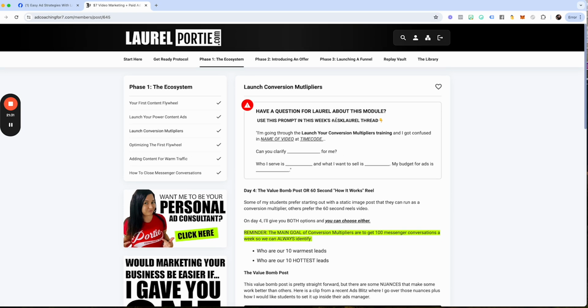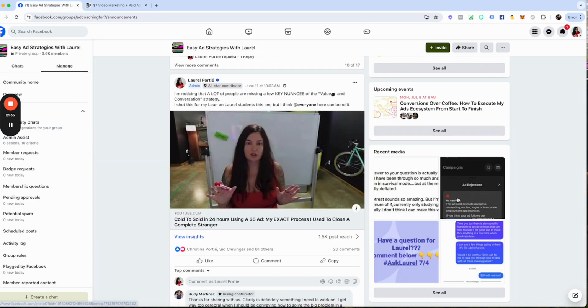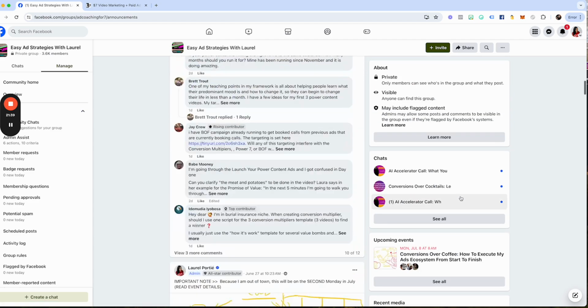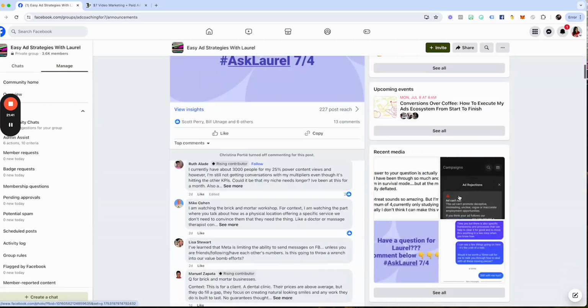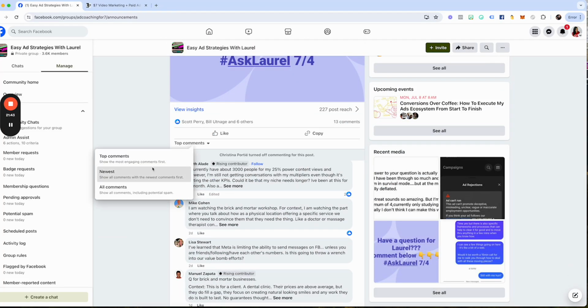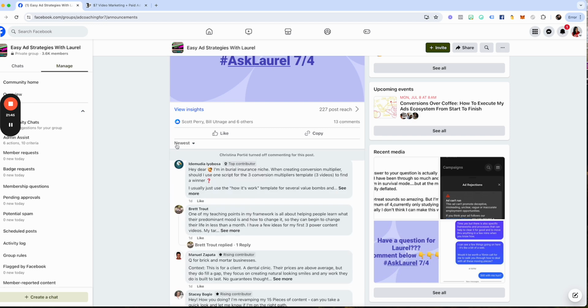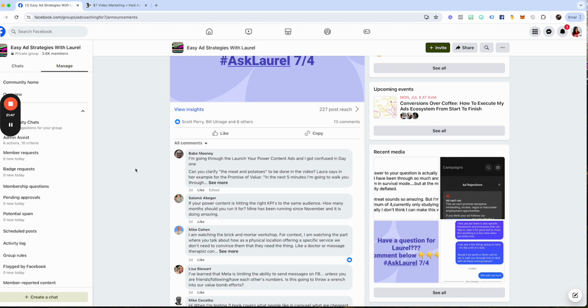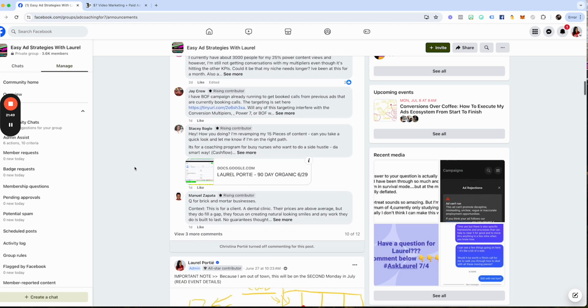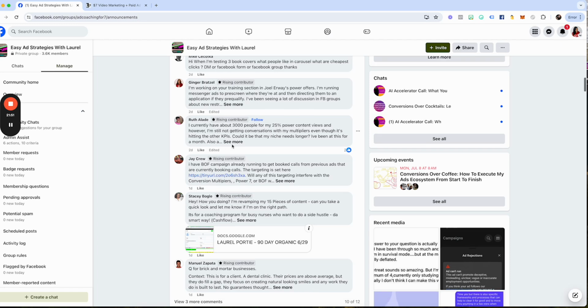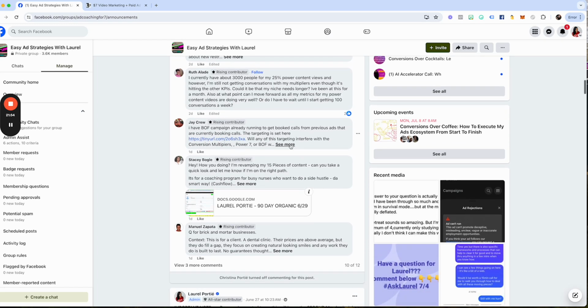A lot of people think that the conversion multiplier strategy is just to give someone a value bomb. It is not. The point of the value bomb strategy is to intercept a conversation. That is the whole point. So I always tell people, if you just want to give people the value bomb, then you're missing the entire point of the strategy. The strategy is to provide trust. Okay, so hopefully that makes sense.